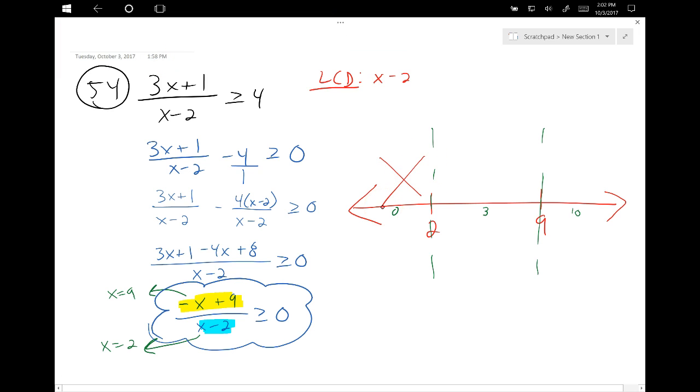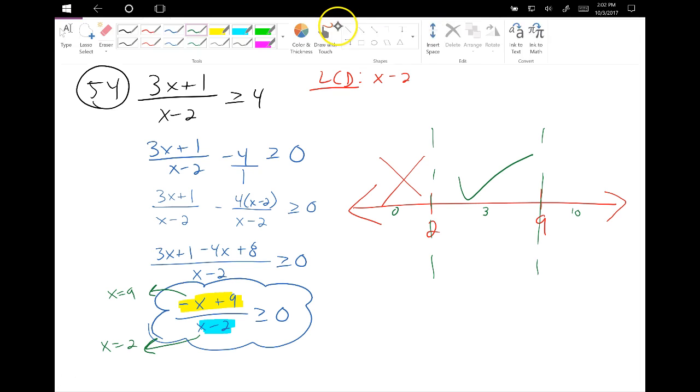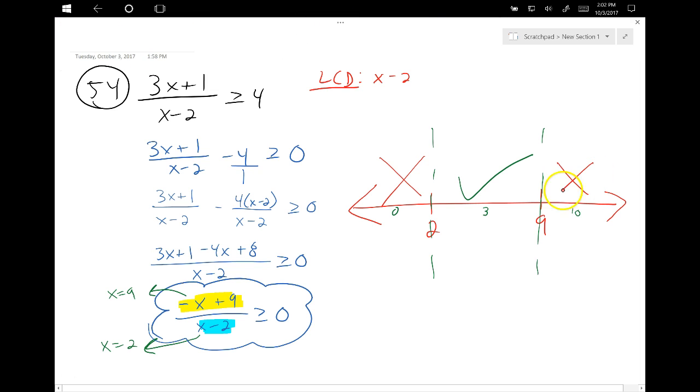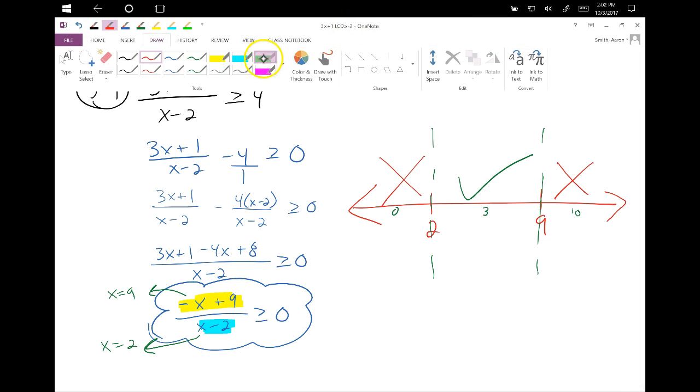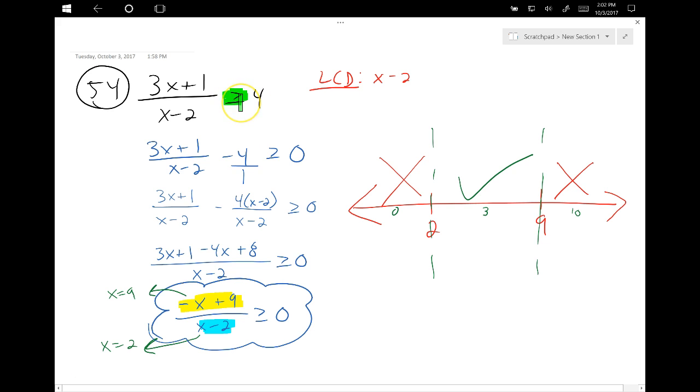From 2 to 9, if I plug in 3, I get 6 over 1, or 6 is greater than or equal to 0. That's true. So I'll check that off. And if I plug in 10, I get negative 1/8 greater than or equal to 0. That's false. So the only spot where it's true is from 2 to 9. Now, my original has a greater than or equal to, right? I'm highlighting that in green right now. It has a greater than or equal to.